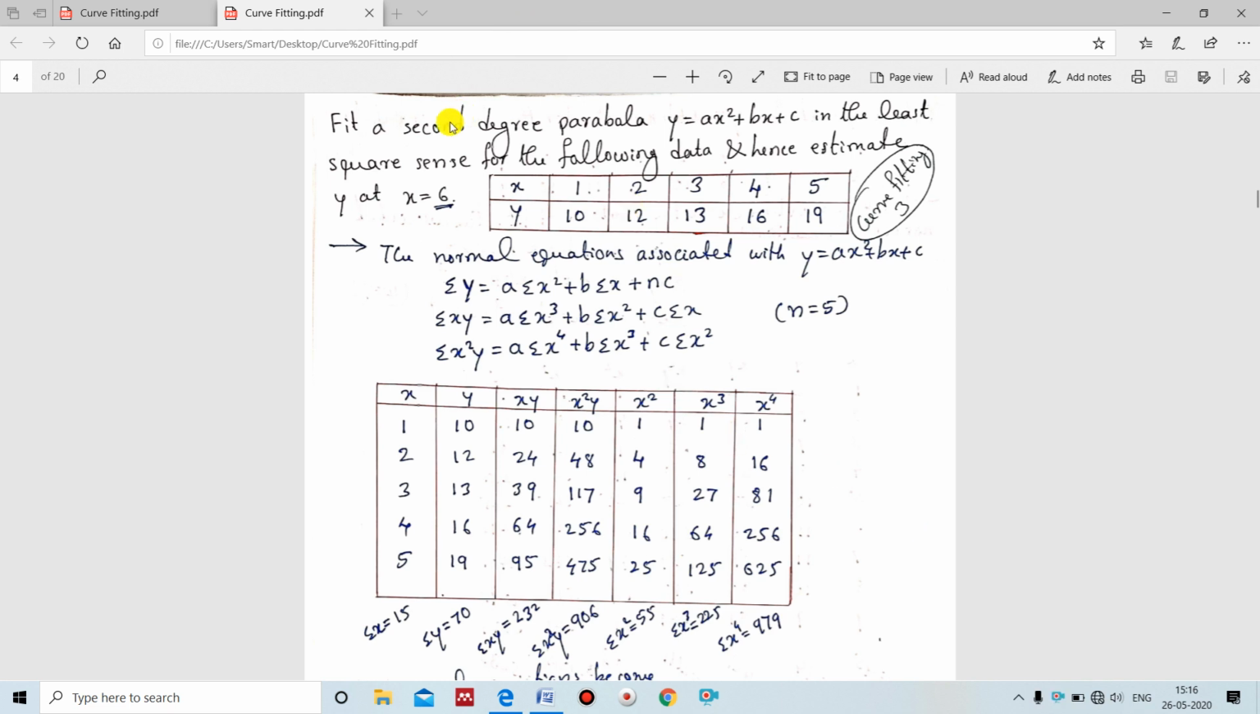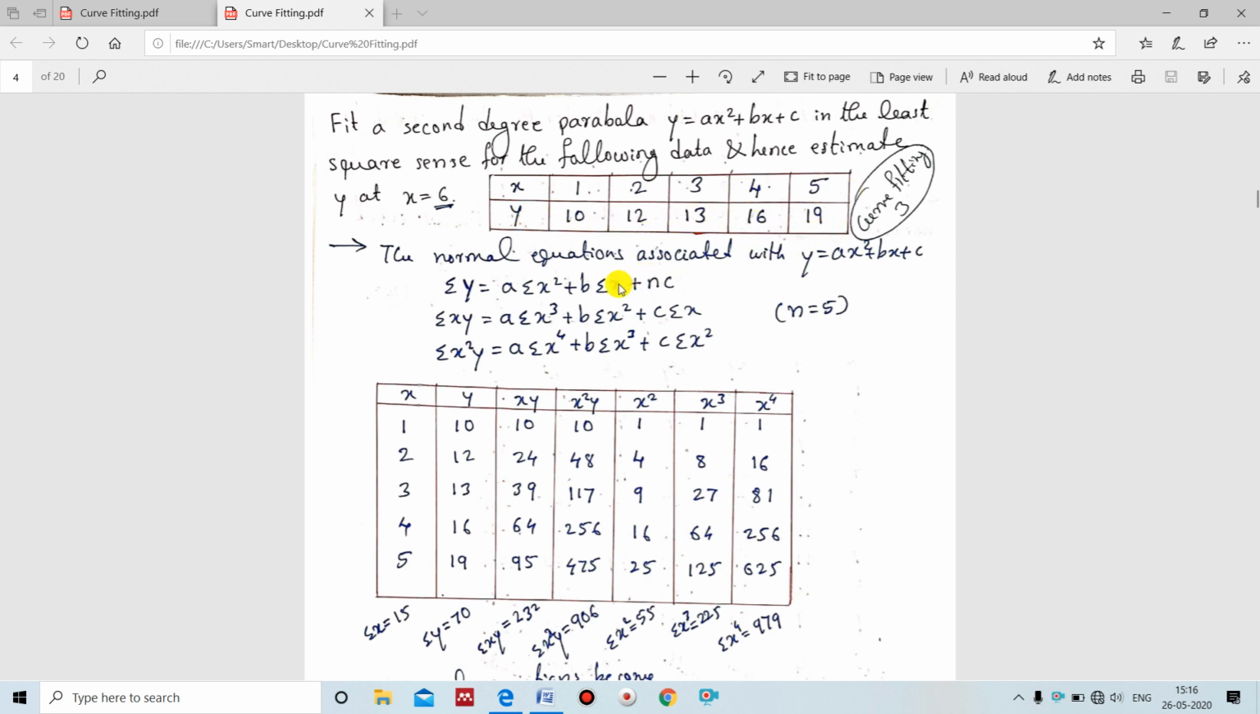So let us solve one more example. Fit a second degree parabola y is equal to a x square plus bx plus c in the least square sense for the following data, and hence estimate y at x equal to 6. The data are x: 1, 2, 3, 4, 5, y: 10, 12, 13, 16, 19.